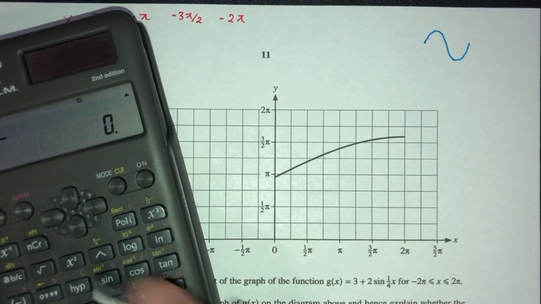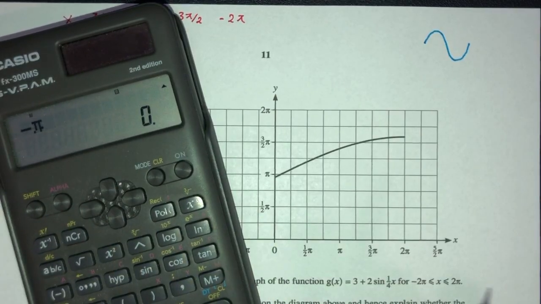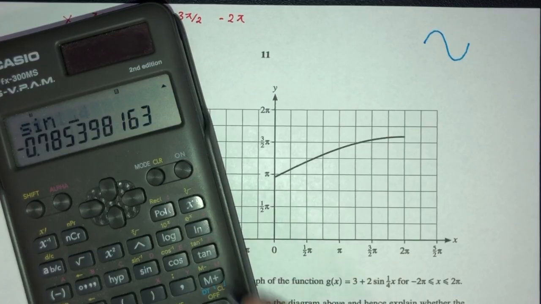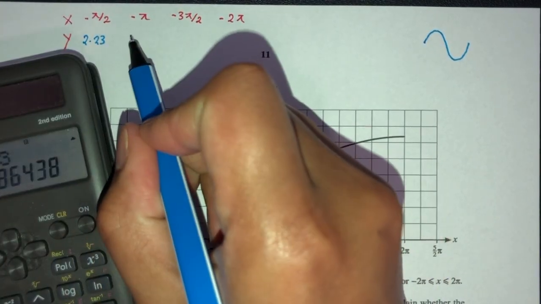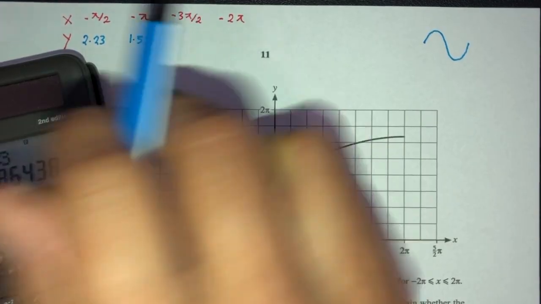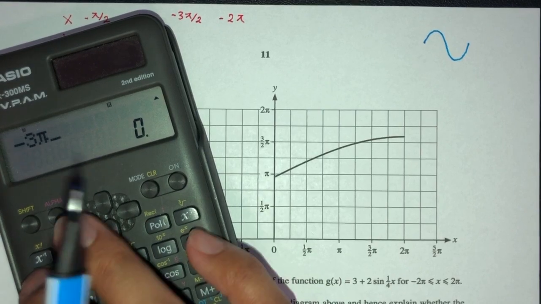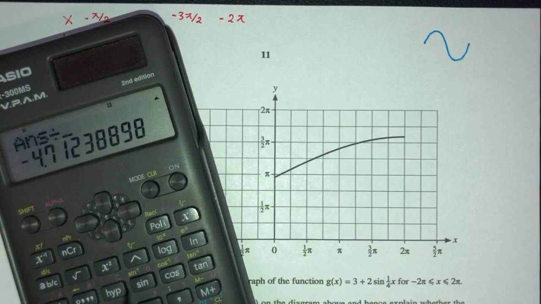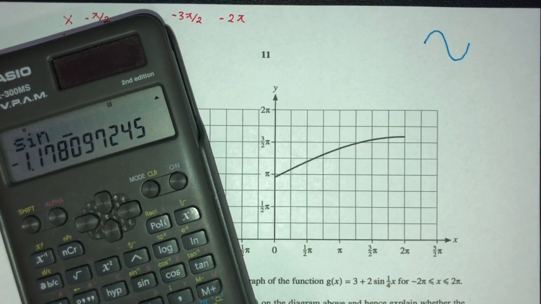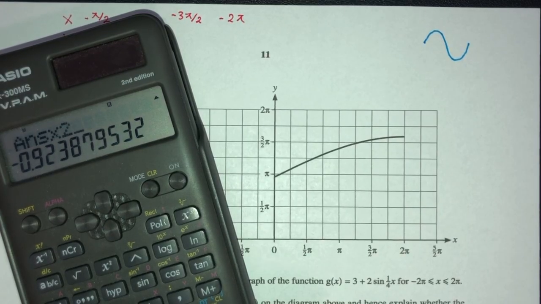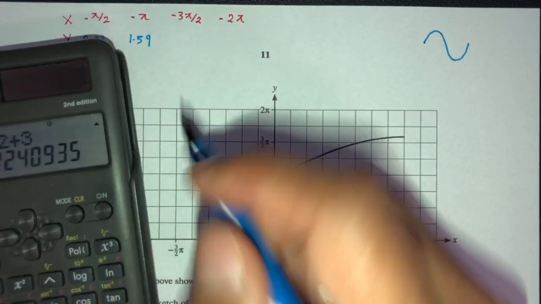Next value will be minus pi times 1 over 4, right? Sine of your value times 2 plus 3. That'll become 1.59. Next one is minus 3 pi over 2 divided by 4, sine of your value times 2 plus 3. That'll be 1.15.